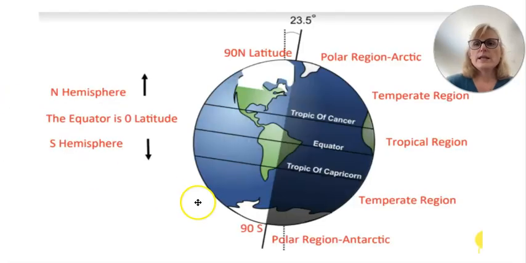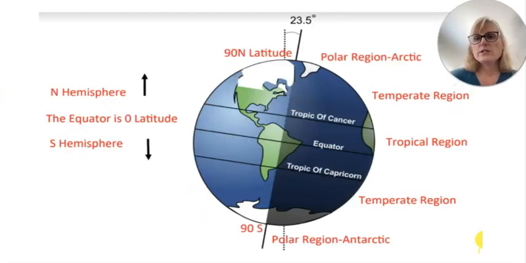So let's go on and take a look first at our latitudes. So this is a reminder of what our latitudes are that you should have learned in another science class, but a lot of times students forget. You need to know that the equator is 0 latitude, and then it goes up to 90 north latitude at the North Pole and 90 south latitude at the South Pole.